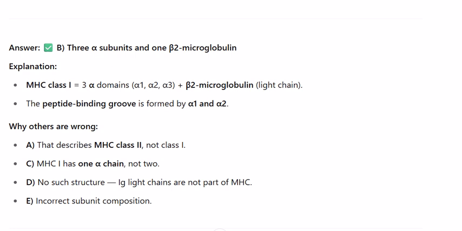Why others are wrong. A. That describes MHC class 2, not class 1. C. MHC1 has 1 heavy chain, not 2. D. No such structure. Ig light chains are not part of MHC. E. Incorrect subunit composition.